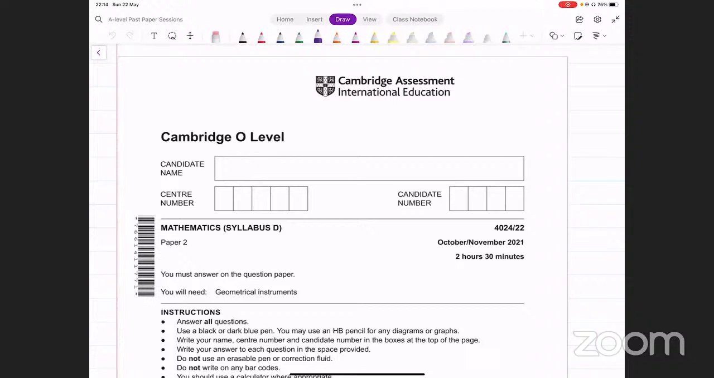Okay, assalamu alaikum everyone. I hope you guys are all doing well. In this session, I am going to solve this paper. This was the last paper that we had, October, November 2021. We will solve this paper.